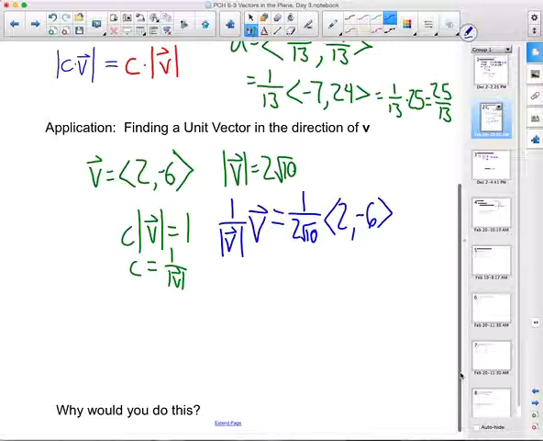So, now I multiply this. I would need to distribute this to both components. So the 2's will cancel out. I have 1 over √10, which is √10 over 10. The -6 and the 2 cancel out to a -3. So that's going to be a -3 over √10. So -3√10 over 10.